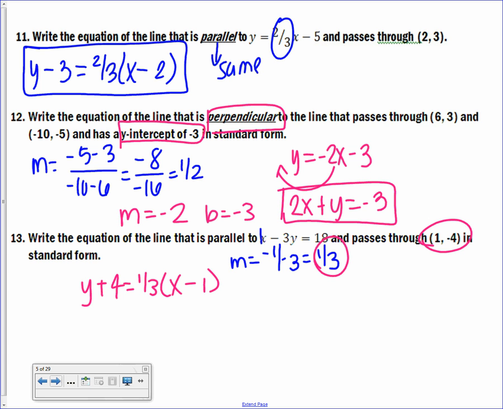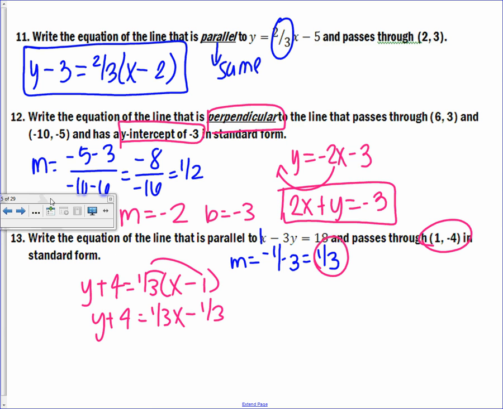Okay, and now I have to get into standard form. So next thing I'm going to do is distribute. So y plus 4 equals 1/3 x minus 1/3. Okay, I need to get that x in front of my y. So I'm going to subtract it over. So I've got -1/3 x plus y plus 4 equals -1/3.